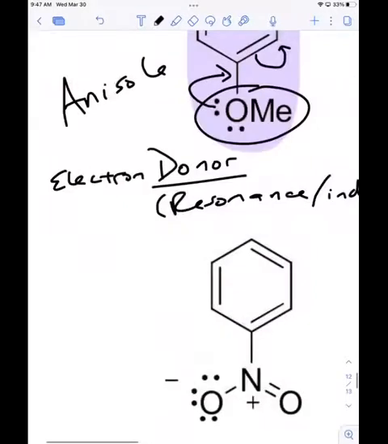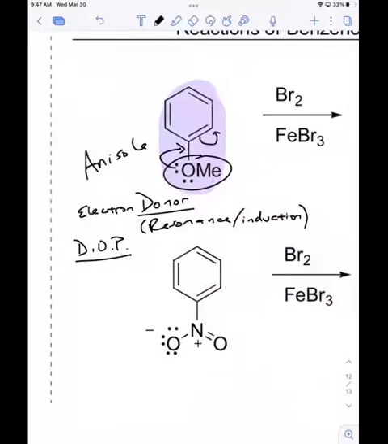We can think of a little acronym. If it's a donor, it's ortho-para. So donor is an ortho-para director. Any donor is going to be an ortho-para director. And by donor, again, we mean donating electrons. So for this reaction, we know we're going to put bromine on the ring. We know that by now because this is a halogenation. Bromine plus an aromatic ring in the presence of iron(III) bromide is a halogenation.